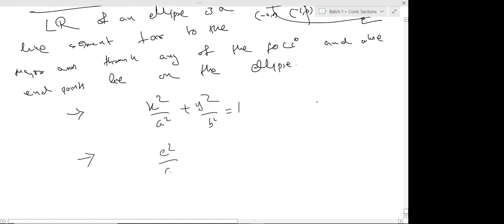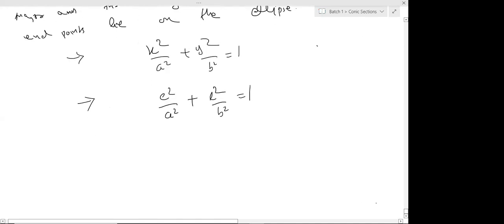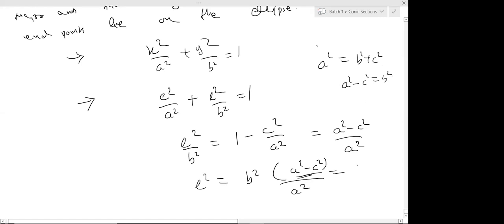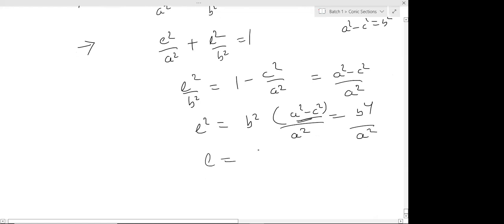So this will be c square upon a square plus L square upon b square equals 1. L square upon b square equals 1 minus c square upon a square. This equals a square minus c square upon a square. So L square equals b square into a square minus c square upon a square. And we know the equation that a square equals b square plus c square. That means a square minus c square is equal to b square. I can replace this value here. This is b raised to the power 4 upon a square. That means L equals b square upon a. All right.